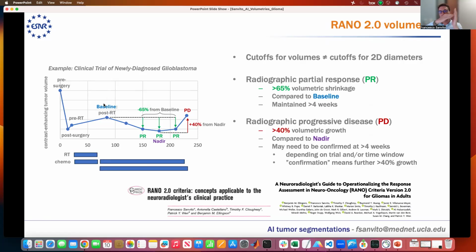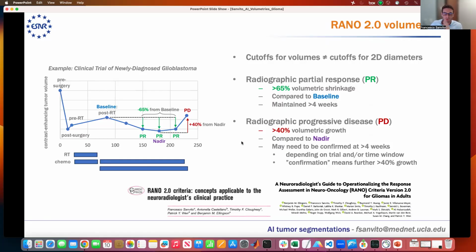So compared to baseline, you need a certain shrinkage, like in this case, there is a shrinkage compared to baseline maintained for at least 1 month. That is a partial response. But for progression, we don't compare to baseline necessarily, we compare to nadir. So this is the smallest volume of the time series. So for instance, in this case, the tumor grew compared to the time point when it was at its smallest. So the tumor is growing back and this is a progression. Note that this time point with progression is not much larger than the baseline. But indeed, we are not comparing to baseline, we're comparing to nadir to assess that there is a progression.